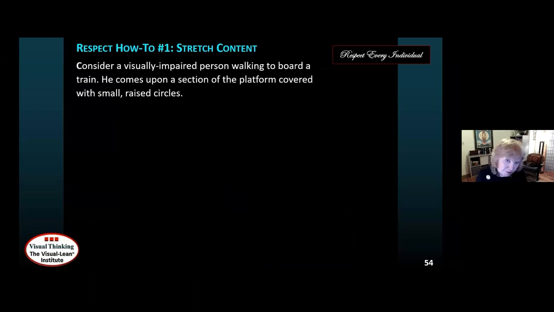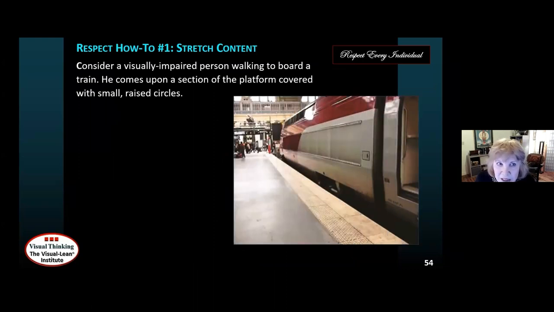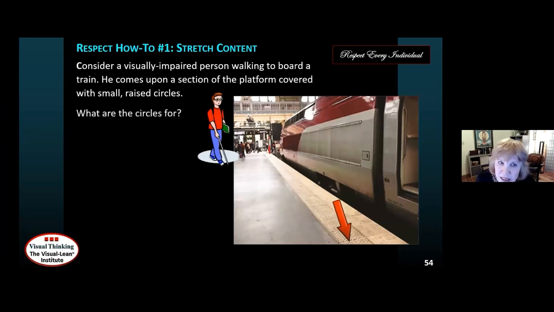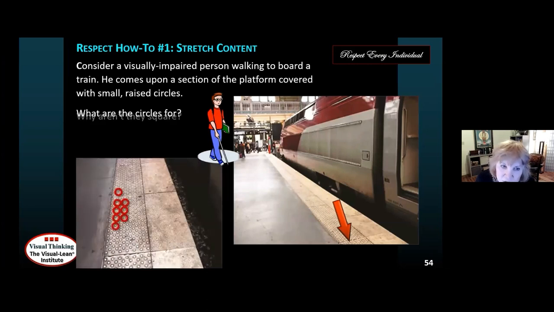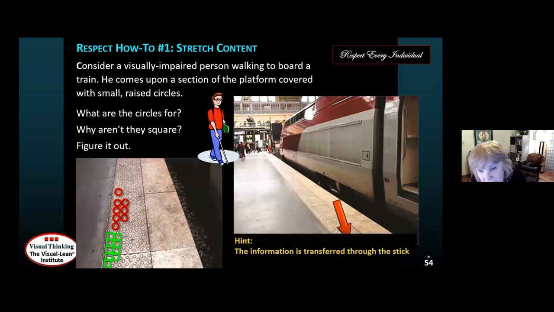Here's an example of stretch content, just one example. We will at some point consider a visually impaired person walking to board a train. He comes upon a section of the platform covered with raised dots. And we ask the question, what are the circles for? These raised dots, what are they for? And we ask, why aren't they square? Figure it out. We give a little hint that says information is being transferred through the stick, and people do what is coming in a moment, which is they talk amongst themselves and they figure it out. We want to challenge people, but we don't want to give them answers.